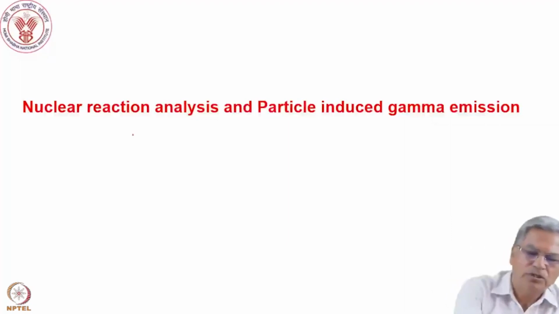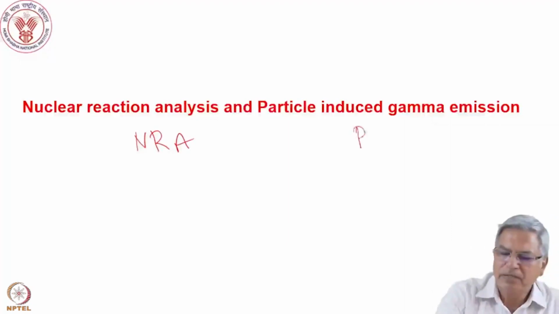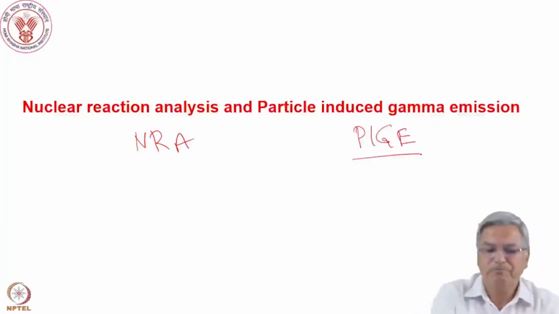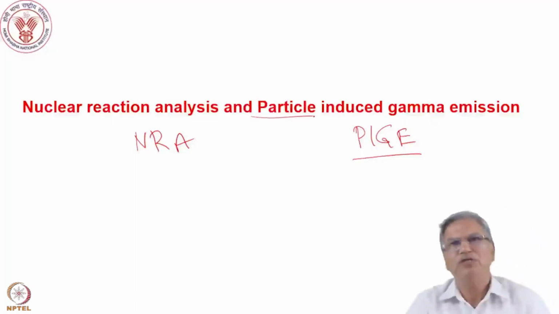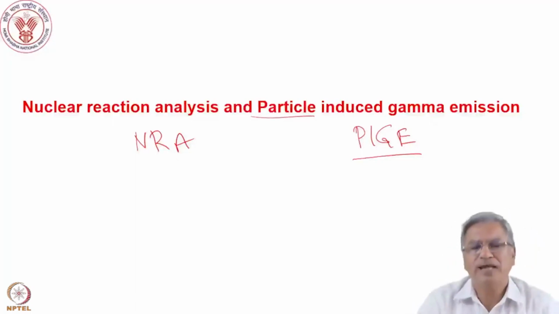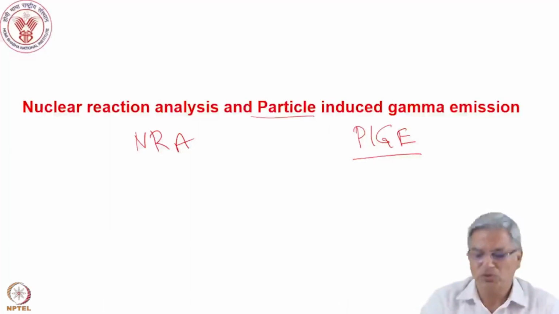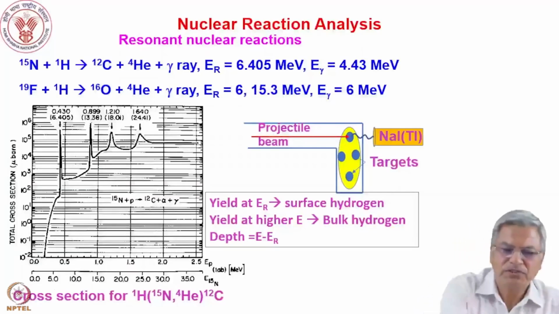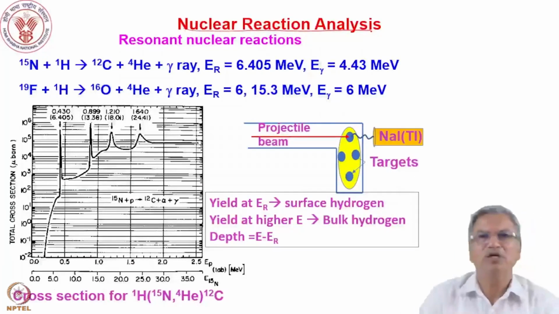They are called nuclear reaction analysis, NRA, and particle induced gamma emission, PIGE. In fact, in particle induced gamma emission, mostly we use proton as a projectile, so it can also be called proton induced gamma emission. But there are other PIGE reactions where a deuterium beam can also be used, or even other beams, alpha can be used, and so on. Okay, so first let me discuss the NRA, nuclear reactions.